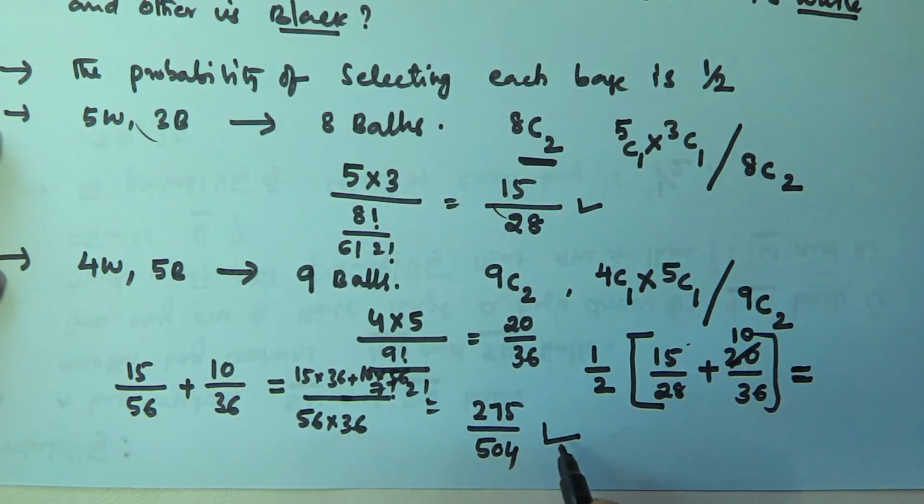And this is the probability of selecting one white ball and one black ball from any one of those two bags, where the first bag contains 5 white balls and 3 black balls, and the second bag contains 4 white balls and 5 black balls.